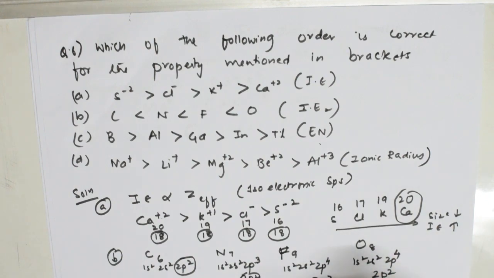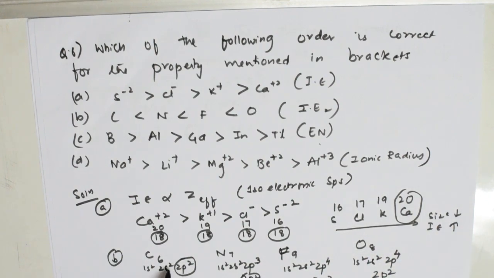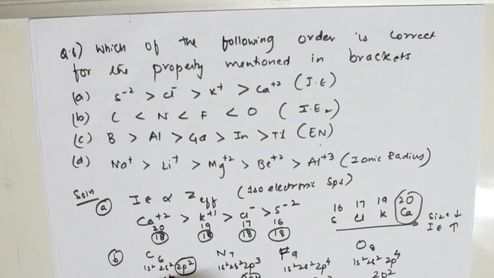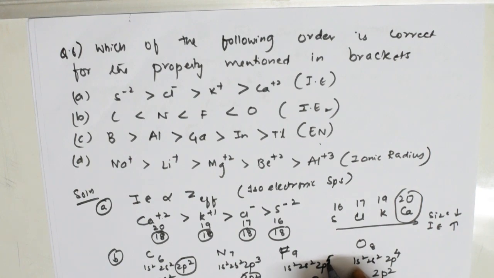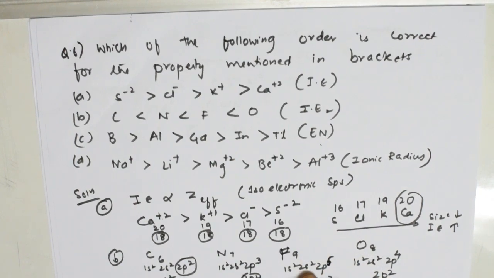Okay, let us count now. 2, 4, 6. So this becomes 2s2 here. The last shell: 3, 4, 5, 6, 7. This is wrong, no? We have written it wrong here. Right. So 5, 6, 7, 8, 9.